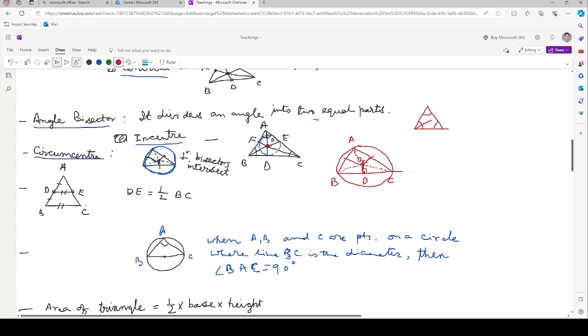Here is a useful property for a triangle: if D is the midpoint of side AB and E is the midpoint of AC in triangle ABC, and we join D and E, then we will find that DE is parallel to BC, and also DE equals half of BC. It can be proved very easily.